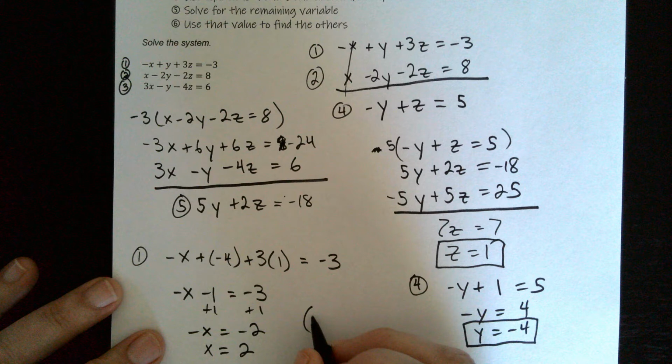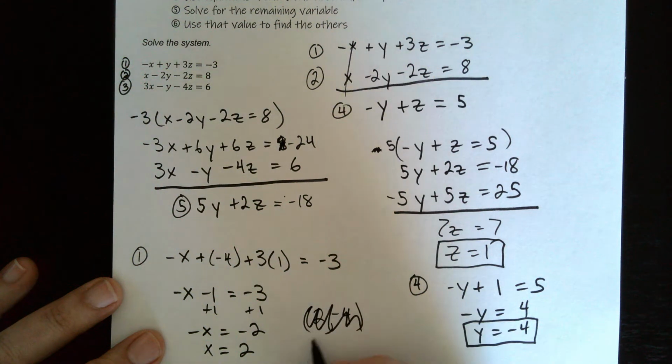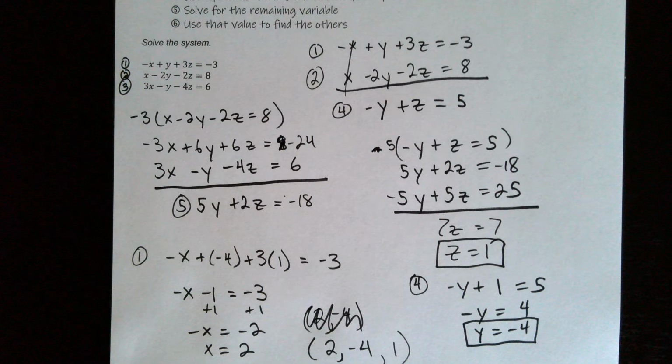So our ordered triplet is 2, negative 4. Oh, let's try that again. 2, negative 4, and 1 for z. X, y, z.